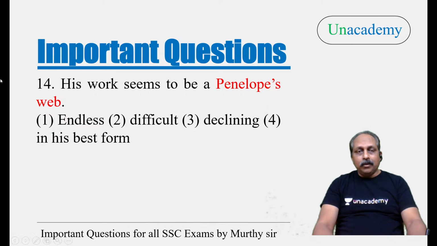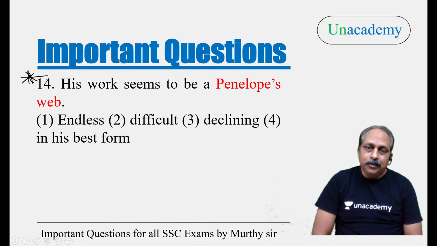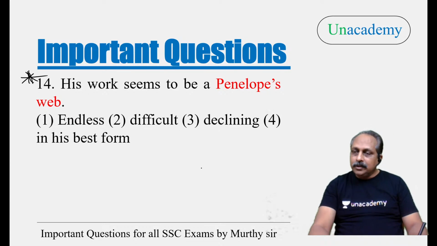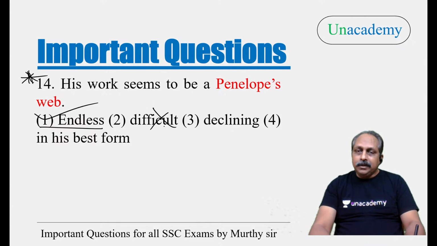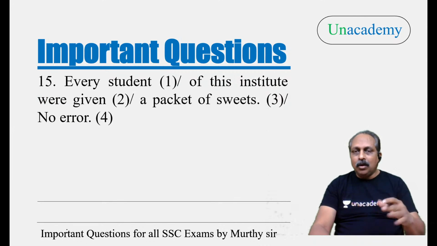This is an important one. His work seems to be a Penelope's web. What is the answer? Harita has chosen the first option. Let others also respond. Venkat also. Yes, answer is the first option, endless. Some work, endless work goes on and on and on. So answer is the first option. It is not difficult, it is not declining, it is not in its best form. So what is the answer? No, no, Malik, it is not the third option. It is a first option, Jagdish. Endless. Usually it goes with work, task, endless. It goes on and on and on.